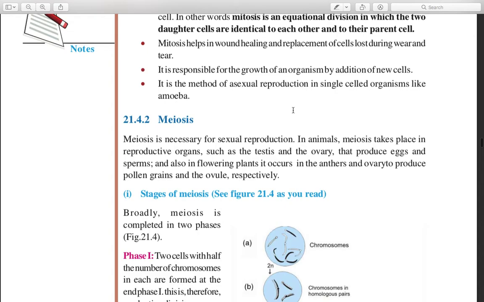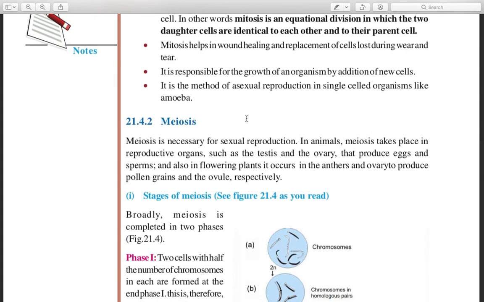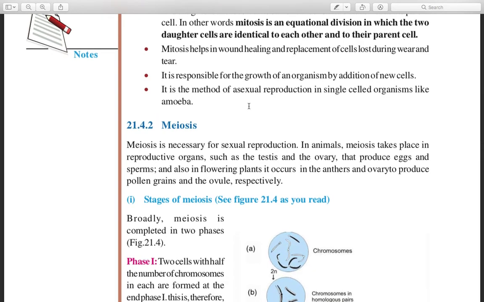The last point is that it is the method of asexual reproduction in single-celled organisms like amoeba. When you take a single-celled organism like amoeba, when they have to reproduce, it happens through asexual reproduction, that is without male and female. When male and female join and reproduction happens, that is called sexual reproduction. But in single-celled organisms like amoeba, the new offspring, the new generation, is formed using mitosis, that is called asexual reproduction.